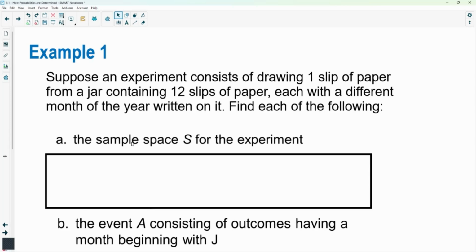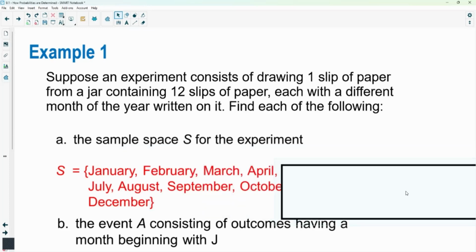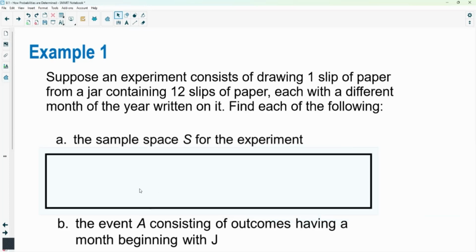Find the following. So the sample space. Remember, the sample space is the collection of all the outcomes. So if we have 12 slips of paper, and each one has a different month of the year, that means that one of the outcomes, when you put your hand in the jar, is that you're going to have either January or February or March or April, right?